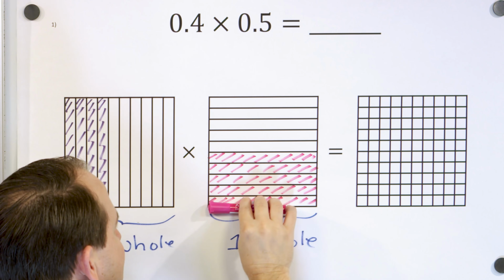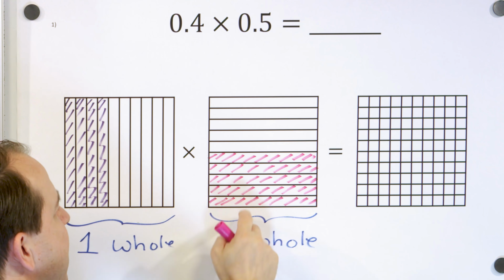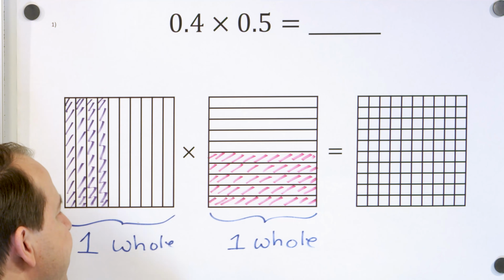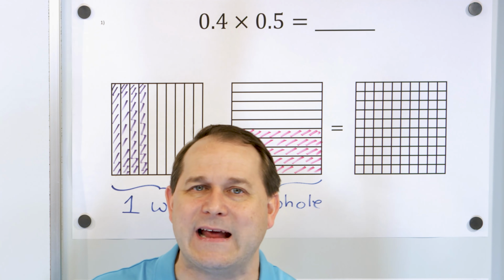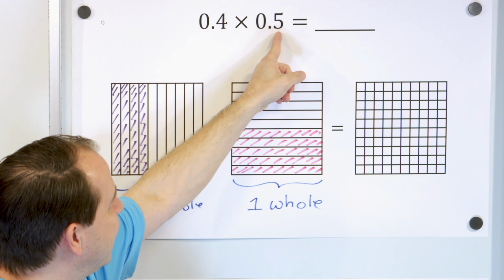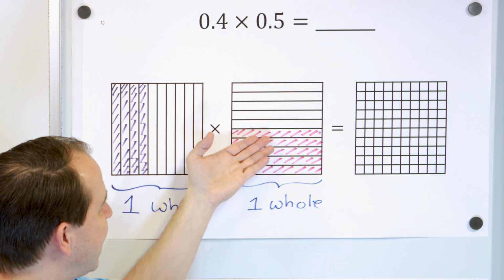Notice that this represents half. It's literally half of the entire object. If you cut this entire thing in half, this is a half and this is the other half. So I told you in the beginning that 0.5 is the same thing as 1/2. This is why. Because if I take an object and cut it into tenths, like 10 pieces, and I shade 5 of the 10 pieces, I'm going to have half of it.